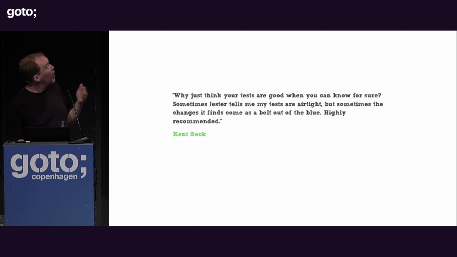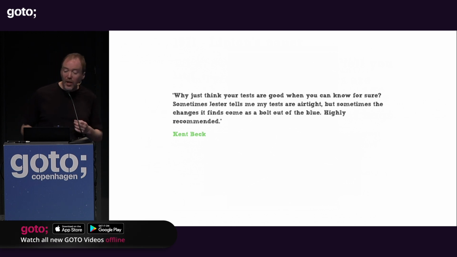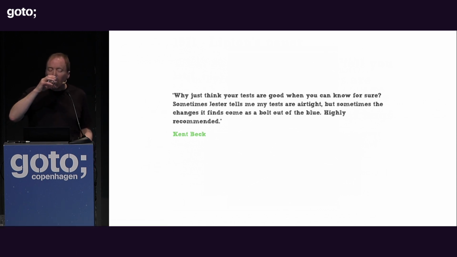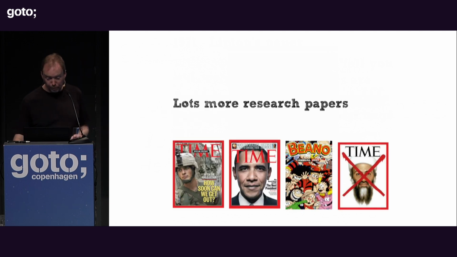I'll read this out in full. Why just think your tests are good when you can know for sure? Sometimes Jester tells me my tests are airtight, but sometimes the changes it finds come as a bolt out of the blue. Highly recommended. Here we have Kent Beck in the year 2000, giving a ringing endorsement for mutation testing and Jester. What do we think happened? Nobody used it. And we'll find out why in a moment or two.